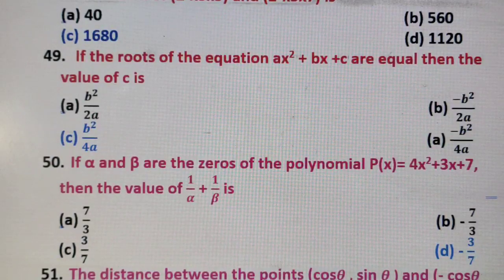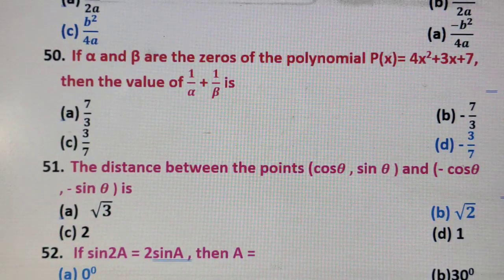If alpha and beta are the zeros of the polynomial p(x) equal to 4x square plus 3x plus 7, then find the value of 1 by alpha plus 1 by beta. Since alpha and beta are the zeros, therefore sum of the zeros, that is alpha plus beta equal to minus b by a, minus 3 by 4, and product of the zeros, that is alpha beta equal to 7 by 4. We get answer is minus 3 by 7.